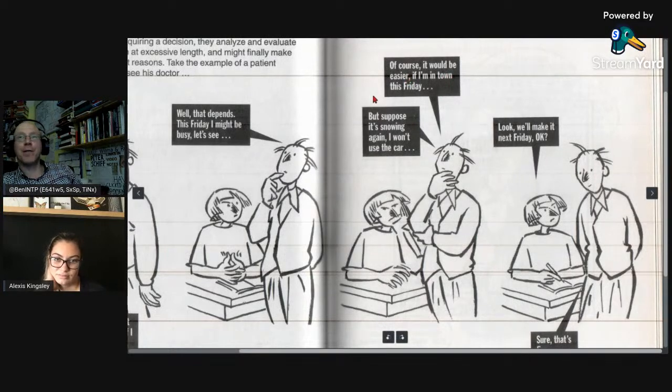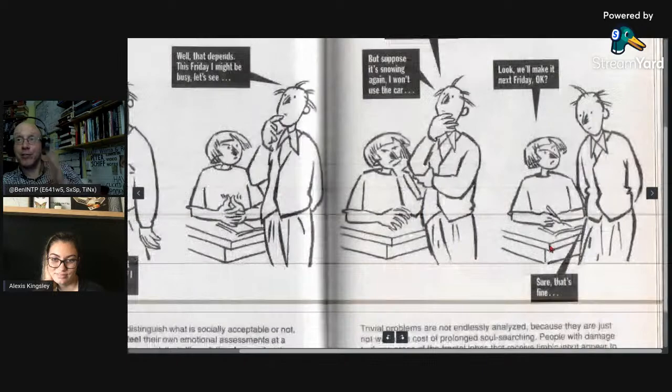Of course, it would be easier if I went to town this Friday. And I suppose it's snowing again. I won't use the car. Look, we're making this Friday, okay? Sure, that's fine.